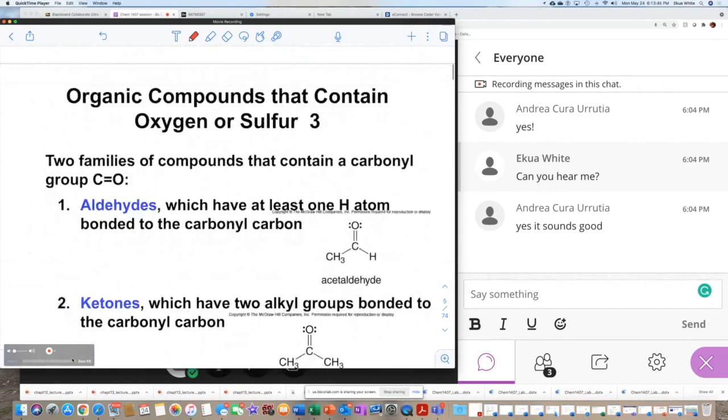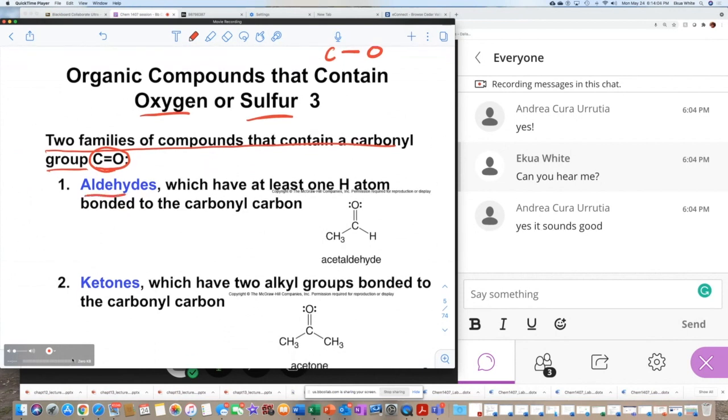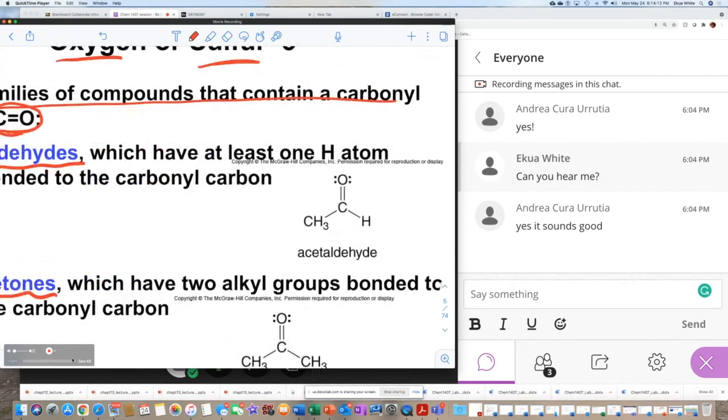Okay, so now we're looking at two families of compounds that contain the carbonyl, right? We were looking at the oxygen and the sulfur, right? Now we're moving on from the carbon oxygen single bond. We're moving to the carbon oxygen double bond, the carbonyl. With the carbonyl, we're studying the aldehydes, which we've seen before, and the ketones together. Well, when you're trying to identify the functional group, how do you tell one from the other? With the aldehyde, the carbonyl, this is the group right here. This group is called carbonyl.